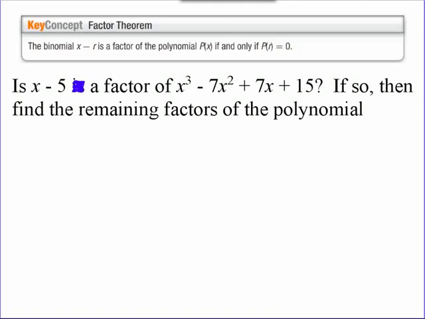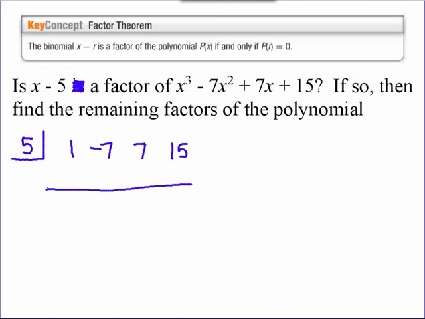So synthetic division, what number would go out here? What number would go out there? 5, because remember with the synthetic division, we always take the opposite of that number. Okay, so I'm going to list my coefficients, which are going to be 1, -7, 7, 15.